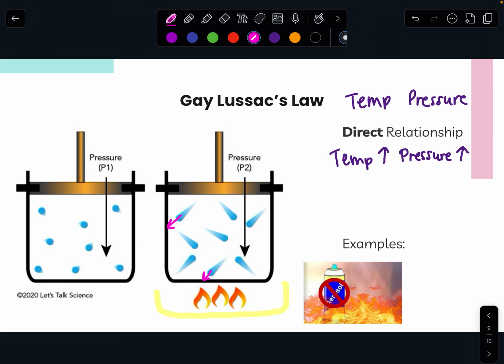So every time, let's say this one keeps going, it's going to collide here. This one's going to collide, right? Every time they collide, that's generating that pressure. These particles are going to collide with the outside of the container a lot faster because they're moving faster than the particles in the first picture. Again, because this is a direct relationship, it works backwards. So if the temperature was to decrease, then the pressure would also decrease because those particles are not moving as fast, so they're not colliding with the container.